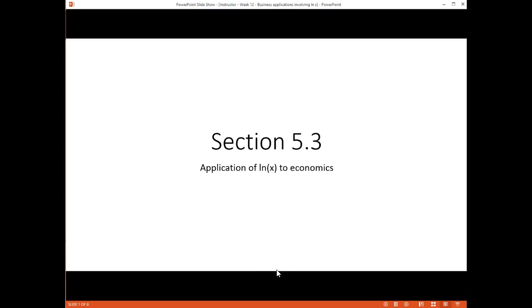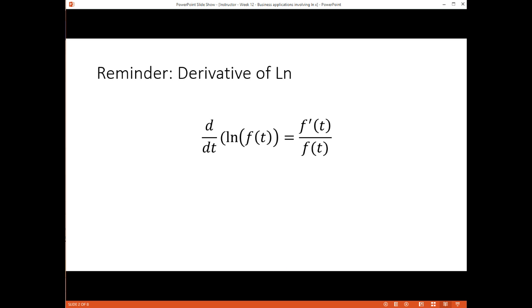We're going to look over section 5.3 this morning, applications of ln of x to economics. If you remember, so far we've been dealing with derivatives this entire course, and we know the derivative of the natural log of f of t is f prime of t over f of t. This may be new notation for some of you. If you remember, the derivative of natural log of u is 1 over u times du dx, or the derivative of the inside divided by the inside function itself. This is just our chain rule.